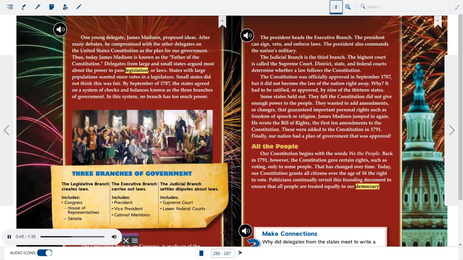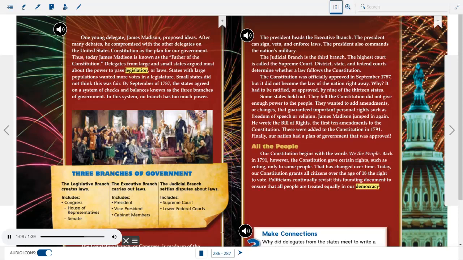The 3 branches. The legislative branch, or Congress, is made up of the Senate and House of Representatives. Congress passes laws. Small states liked the Senate because each state, large or small, got 2 senators. In the House, a state's population determines the number of representatives.